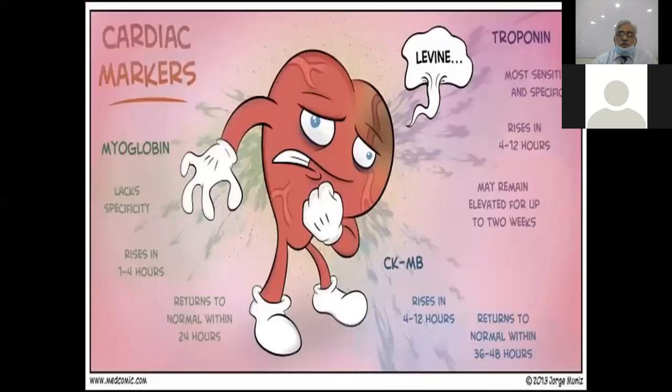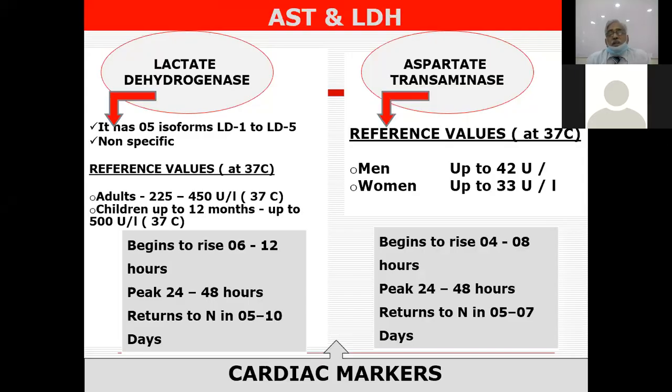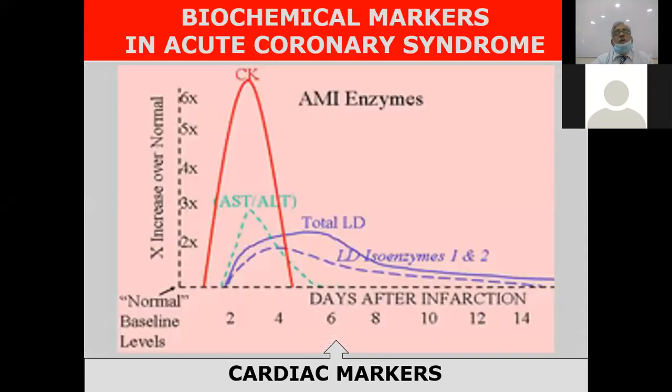Now the other enzymes are lactate dehydrogenase and aspartate transaminase. Again, they are non-specific. Lactate dehydrogenase increases in many conditions. You can think of a similar kind of graph. SGOT is also sometimes helpful. It shows a rise. So a joint report of investigation of different enzymes and proteins and ECG is always more helpful. So here you can see when the CK levels rise.